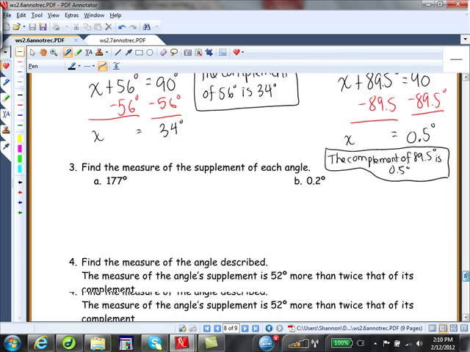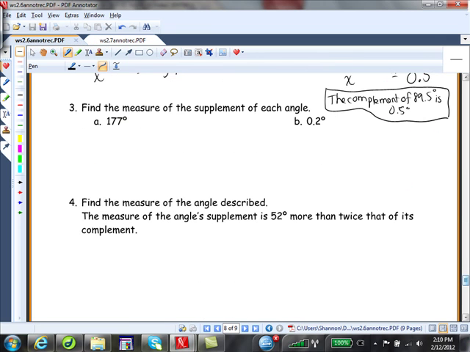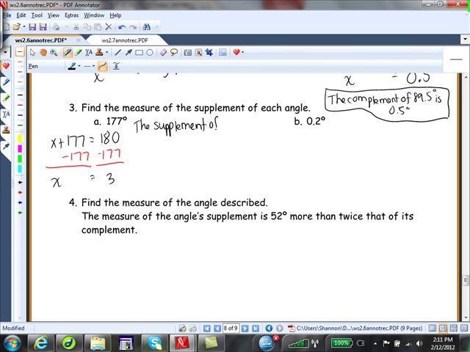All right, similar for supplements, except we're now equaling them to 180 degrees. So x plus, I'm just going to leave the degree out until the end this time. x plus 177 is 180. Subtract 177 from both sides of the equation, and x will equal 3. So the supplement of 177 degrees is 3 degrees.